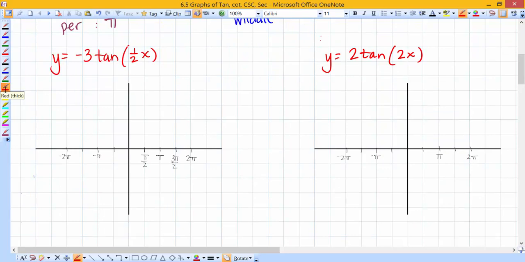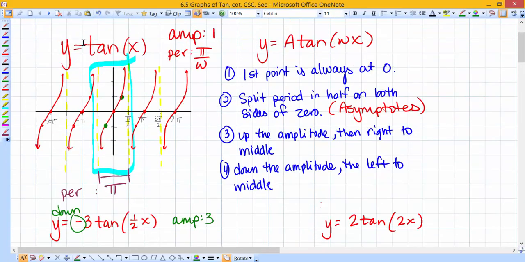-3 tangent 1/2 pi. So before I start, I do need to identify my amplitude and my period. So my amplitude is going to come from the 3. Don't forget that negative is going to tell us that our graph is actually going to go down instead of up.